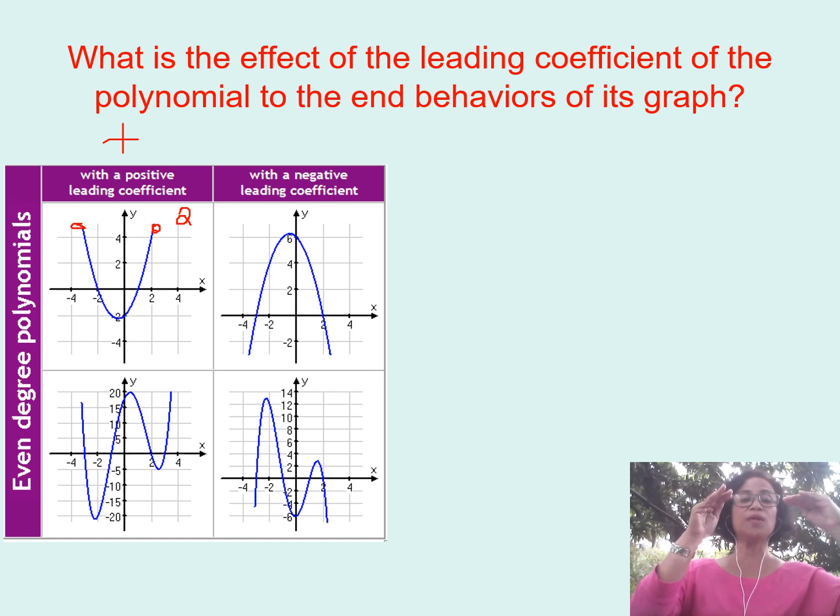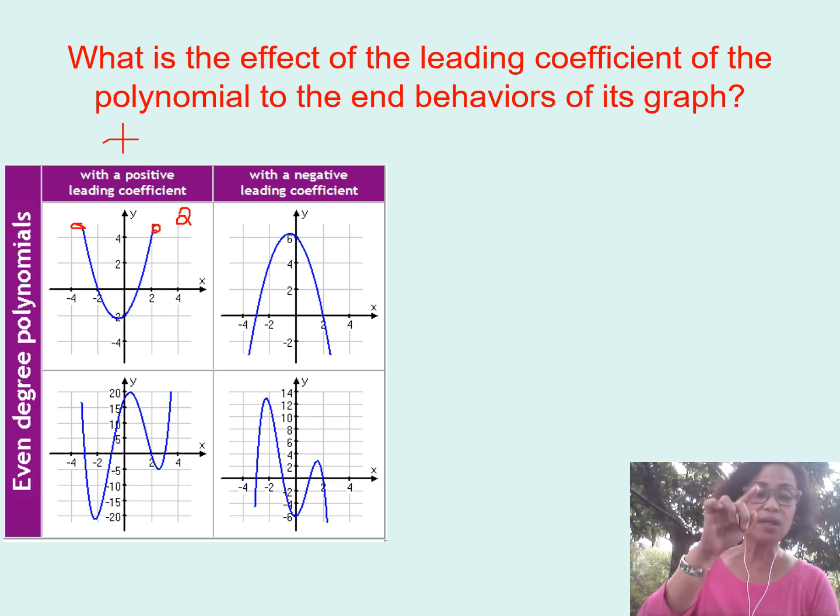Okay? It started with a high and ended with a high. So that's how it's going to behave if it is a positive leading coefficient and it is an even degreed polynomial. Now, let's examine the next graph below.